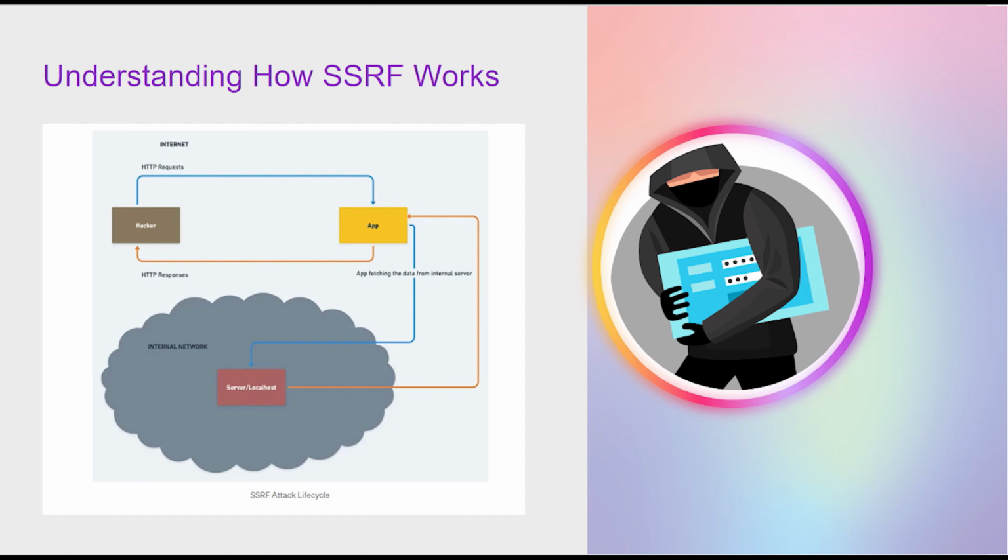Moving on, we will discuss how SSRF works to better understand server-side request forgery. So attackers typically exploit a vulnerable web application by submitting crafted inputs such as URLs that contain specific instructions to fetch data from unintended sources. The application then blindly processes these inputs and sends requests to the specified URLs.